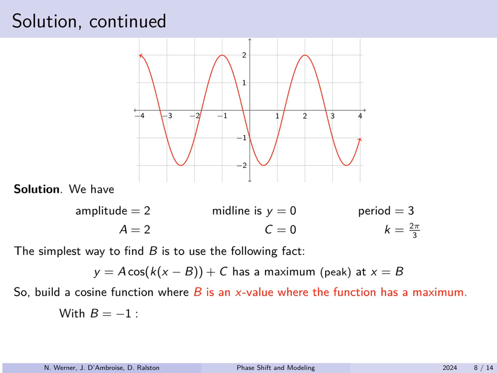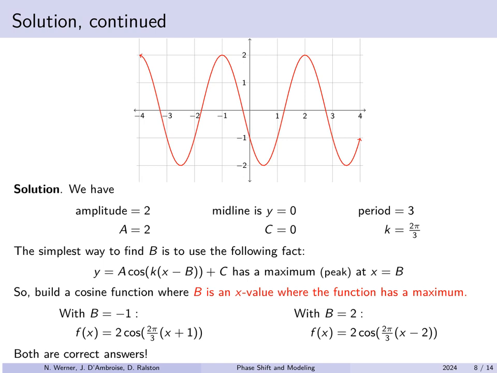So if we let b equal negative 1, because that is one value where we have a maximum, then we find we can let f of x be 2 times the cosine of 2 pi over 3 times the quantity x plus 1. If we had chosen b equals 2, because that's another maximum of the function, we would get something very similar. 2 times the cosine of 2 pi over 3 times (x minus 2), having set b equal to 2. These are both correct.